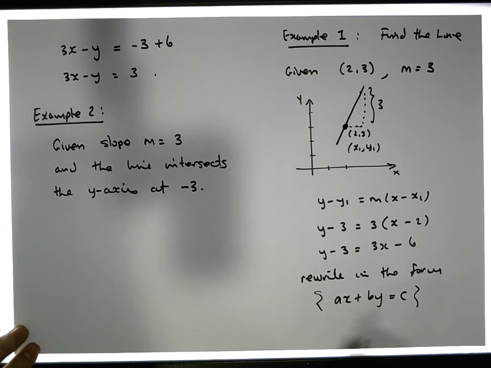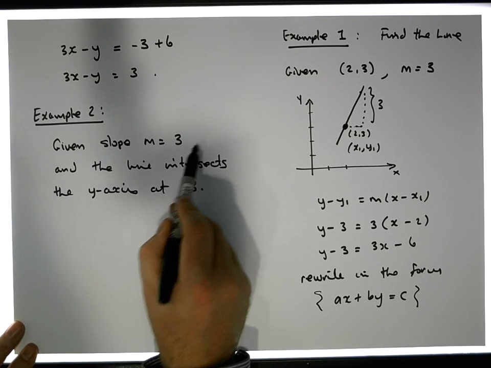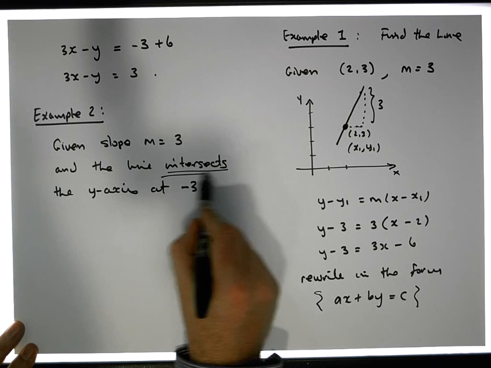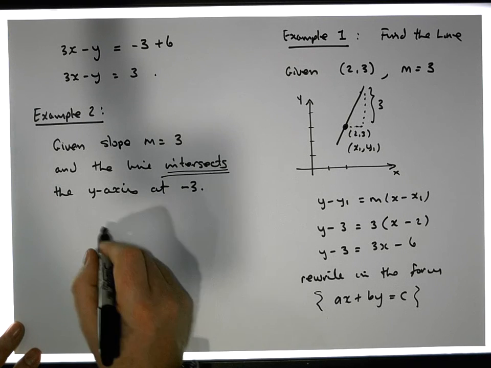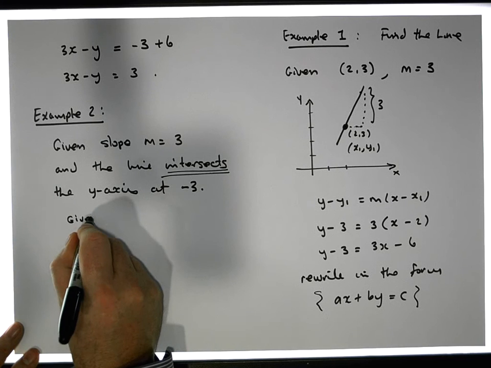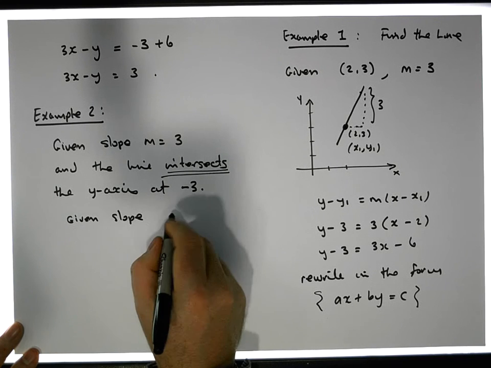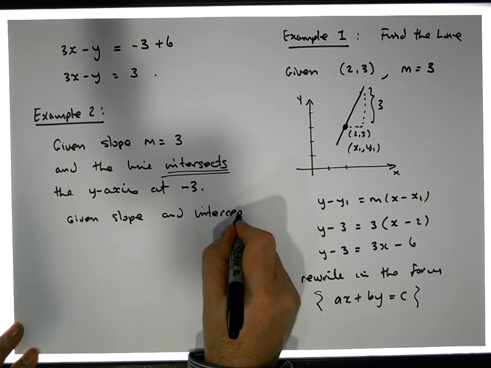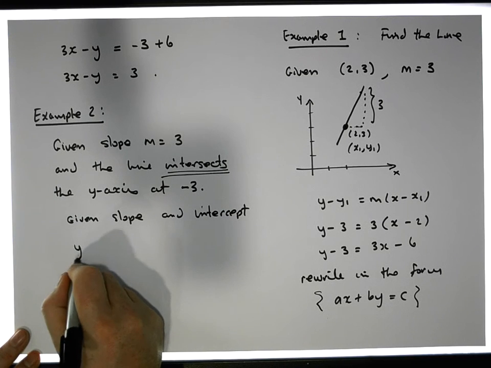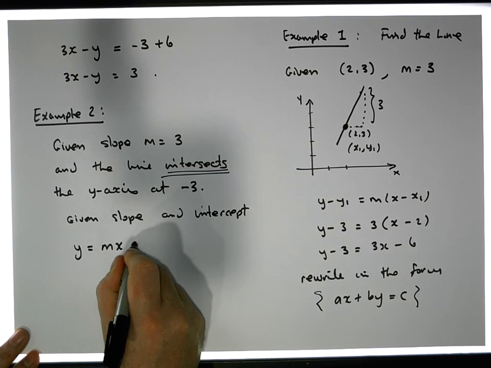Okay, so the form that we need, we're given a slope and we're given an intercept. So this is given a slope and an intercept. So the form is y is equal to mx plus c.